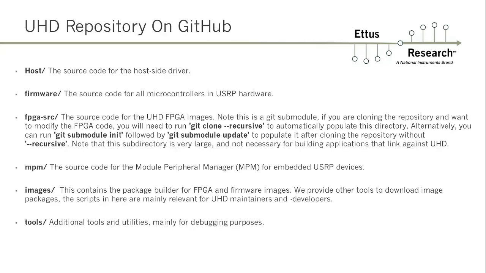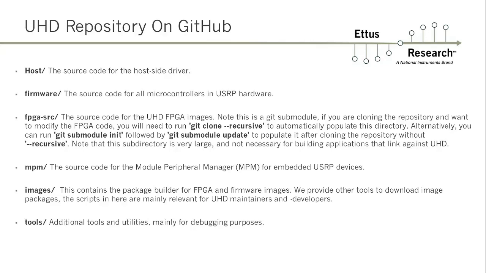When we clone the repository from GitHub, you'll notice that there are 6 folders that we'll be putting onto our system locally. The first one is the host, and this is where the source code for the host side driver is placed. We're going to be doing most of our work within this directory today. There are some other directories: we do have some microcontrollers on the USRP hardware, and the firmware for those microcontrollers is housed here. Most people don't need to modify this.